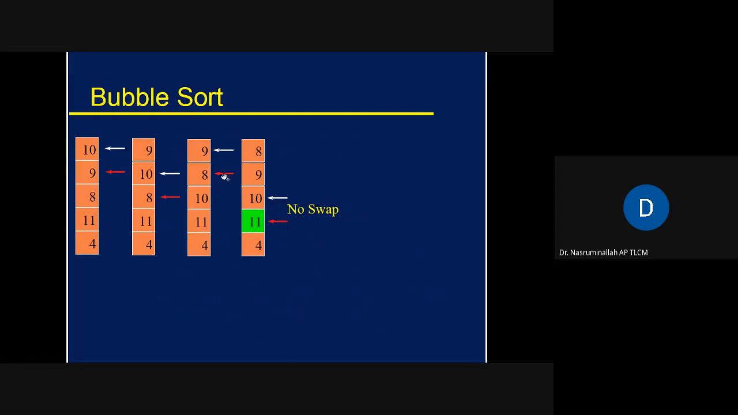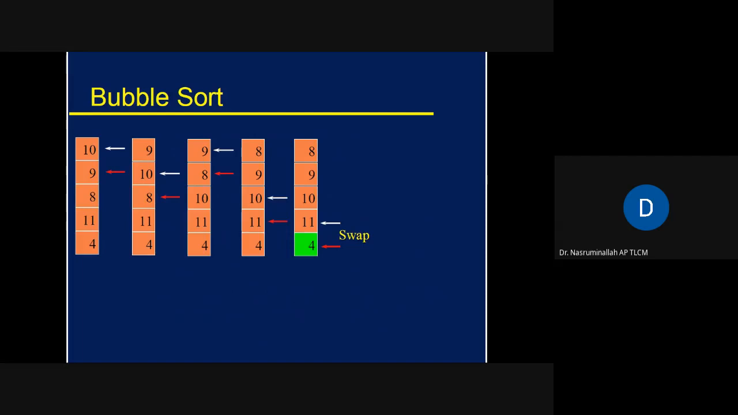Now we will move on to the fourth step. In the fourth step, our focus will be on the fourth element, that is 11. So 11 will be compared with the next element, that is 4. And as we can see, 11 is greater than 4. We have to swap it, and then we need to keep on continuing. We will continue with the swapping operation till we reach the top.